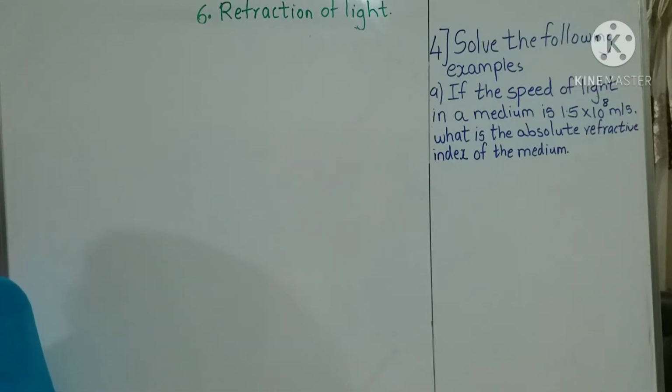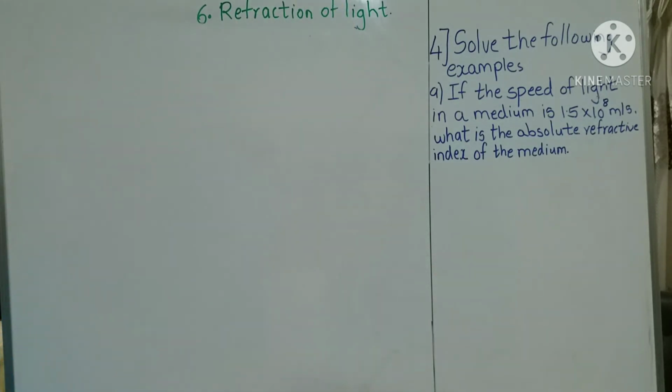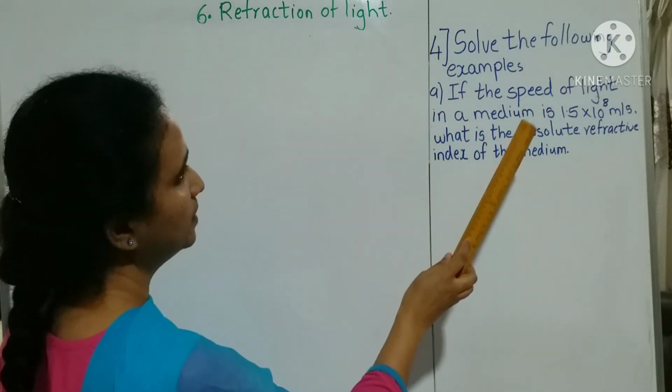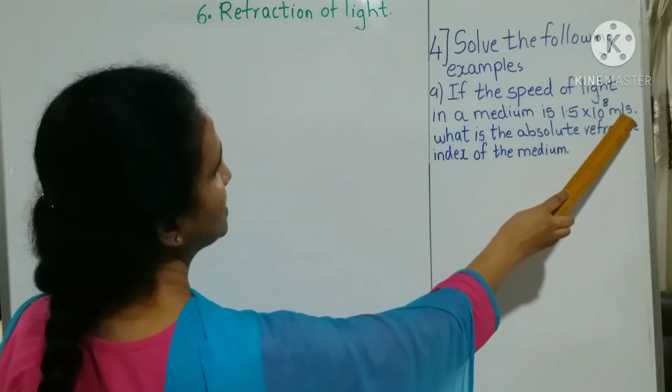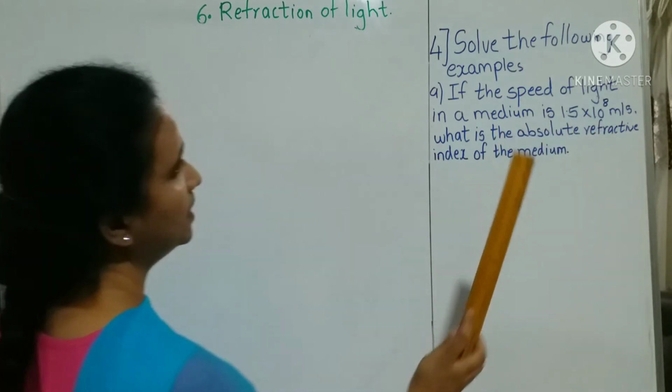Hello students, we are going to solve question number 4 from lesson number 6, refraction of light. Let us read the question. If the speed of light in a medium is 1.5 into 10 raised to 8 meter per second, what is the absolute refractive index of the medium?